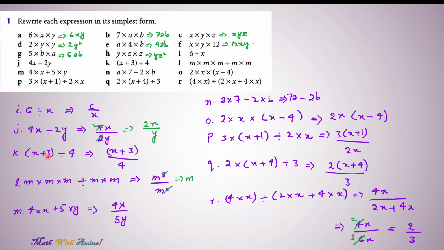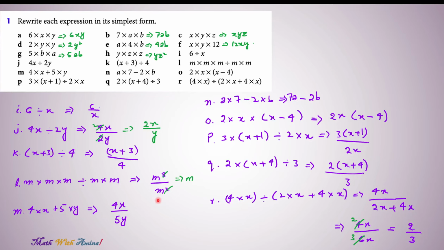Next we have x plus 3 divided by 4, so in the fraction form we can write it as x plus 3 over 4. m multiplied by m multiplied by m. m is multiplied with itself 3 times, so we will write it in the exponent form, m cube, and then the division sign, m multiplied by m, so m is multiplied with itself twice in the denominator. The top is the numerator, which has the power of 3, and in the denominator m has the power of 2.